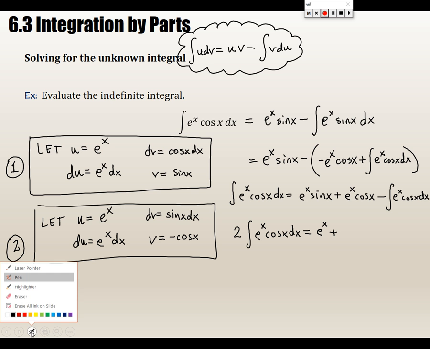Wait, you just divided by 2? We are going to divide by 2. I haven't done that yet. So we thought we would do this forever, but it looks like we're done.